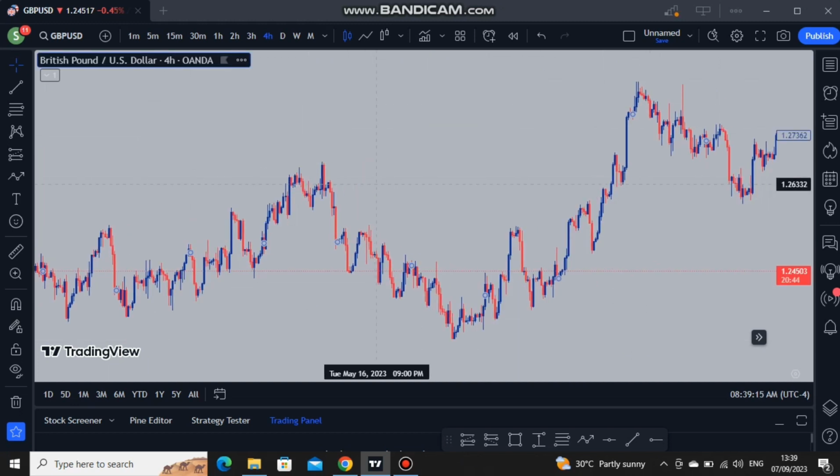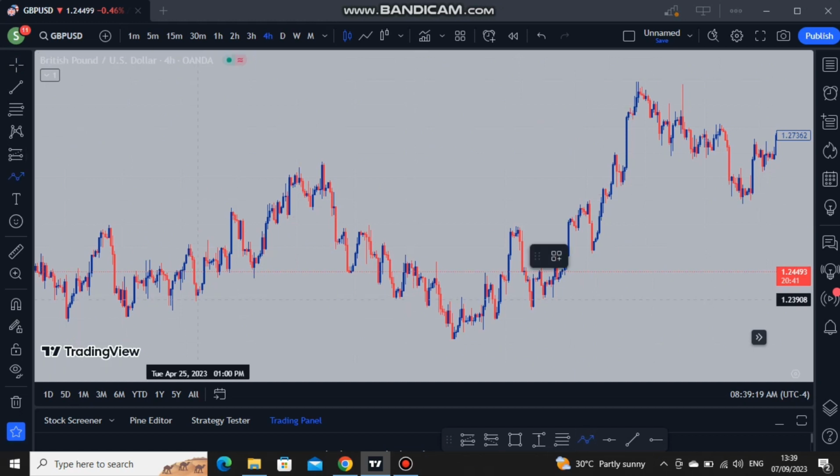So we see the market creating. Let's read this market using our market structure. The market was creating these equal lows, right? Higher highs, higher lows, higher highs, higher lows, higher highs, right?